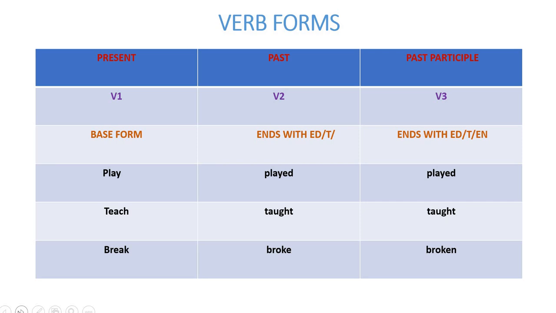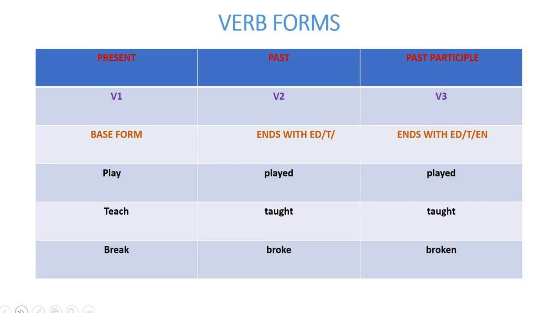Now past tense can be written in two forms. You can end past tense with ed, or you can end past tense with t. Now coming to the third form of the verb, that is the V3 form, it is a past participle form, which can end in ed, t or even en. That is peculiar about the past participle form.